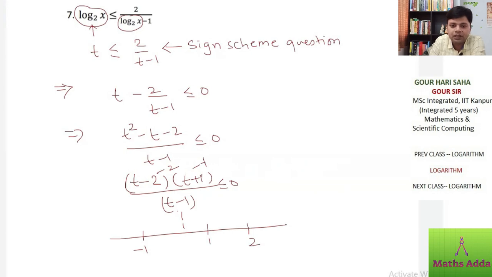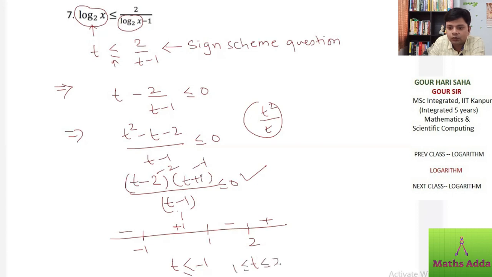Then what we see, highest power is 2, t square by t, it is positive. So positive, negative, positive, negative. What we are looking for? We are looking for less than 0, right? So this means t is less than or equal to minus 1, since it is equal to also here, and t is between 1 and 2.